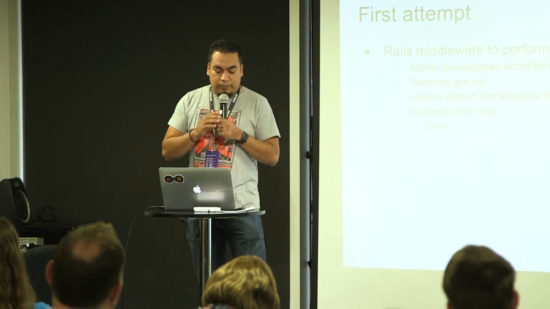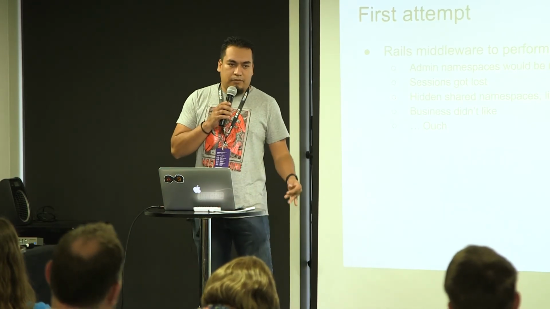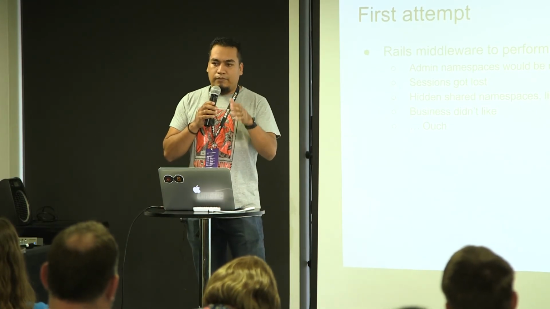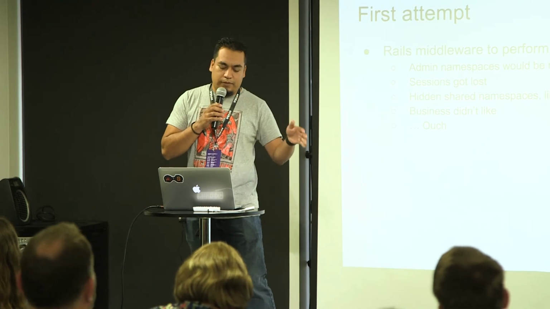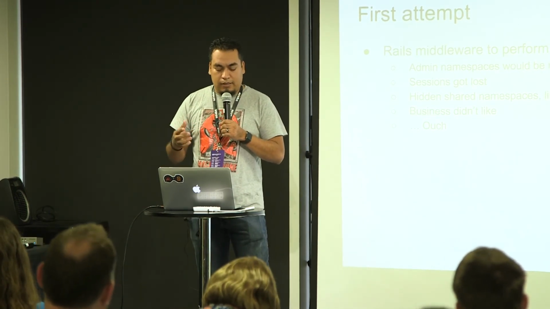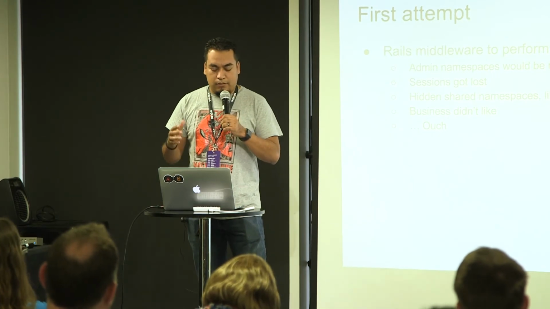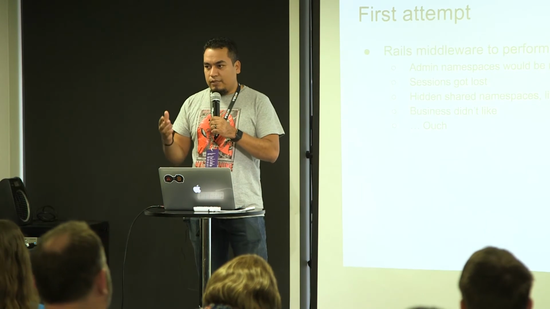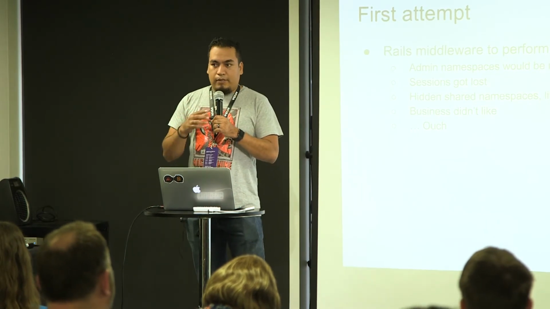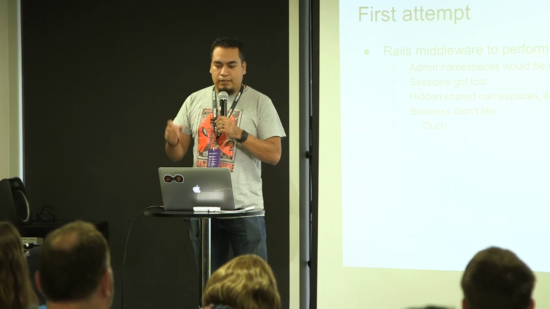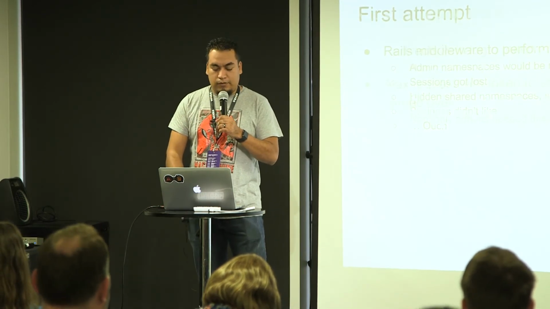So my first attempt was to create a Rails middleware. I love middlewares, so from the middleware I would detect the namespace, and based on the namespace I would redirect it to a different domain. It worked like a charm. I had to do some tricky parts, like sharing namespaces, like the assets and user login and everything. But since it was a different domain, the session got lost, so the business didn't like it, so I had to look for something else.